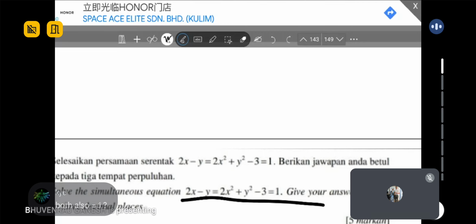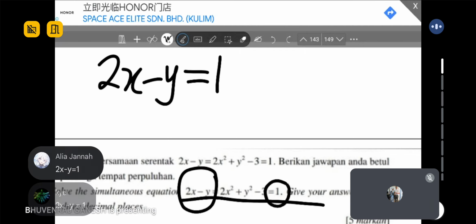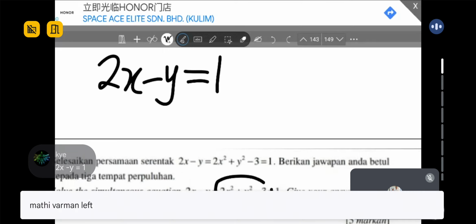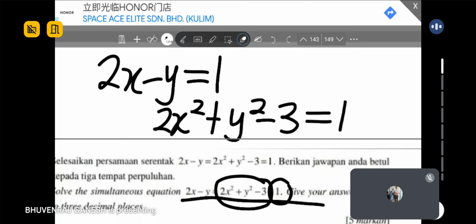Yes. Very good. You must separate it, guys. Okay, so how to separate? First one is this one: 2x minus y equal to 1. Correct. Okay, and then the second one, 2x squared plus y squared minus 3 equal to 1. So guys, you must always remember, you must have one linear and one non-linear. Satu persamaan linear, satu persamaan bukan linear.